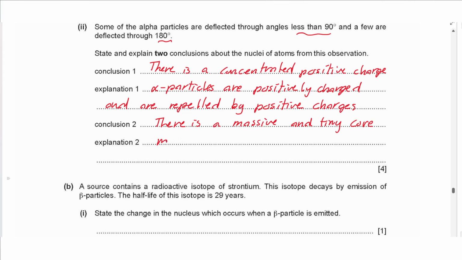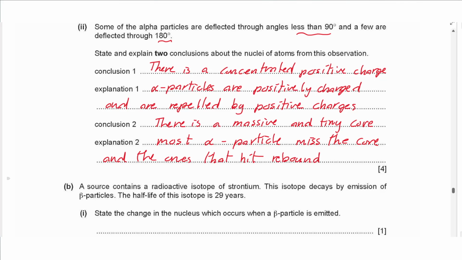That's why most alpha particles miss the core while traveling, and the ones that hit rebound. The ones that are directed straight towards the core or the nucleus rebound in the opposite direction. That means that the core has a much larger mass.